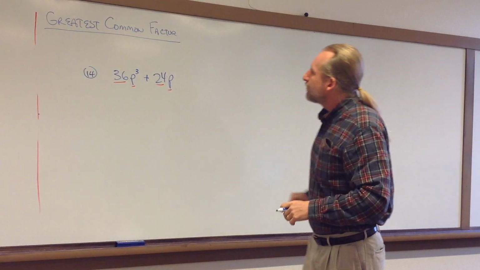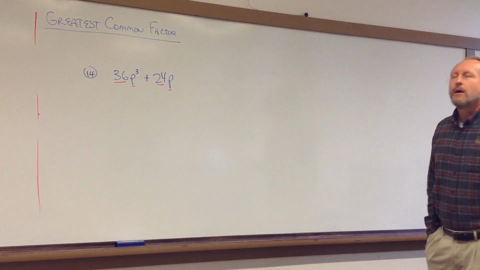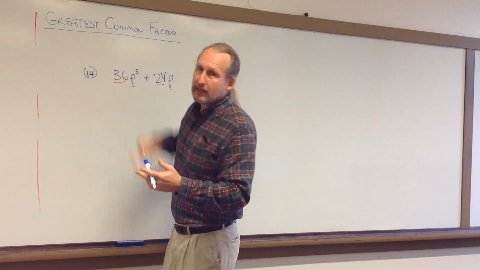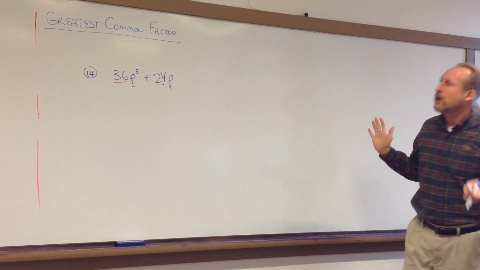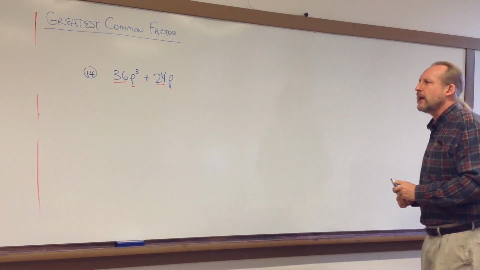Okay, so if we look at the 36 and the 24, now the goal is to factor out the greatest common factor. Okay, so if you recognize the greatest common factor right away, then by all means, go ahead and factor it out. This is sort of like reducing fractions, right?